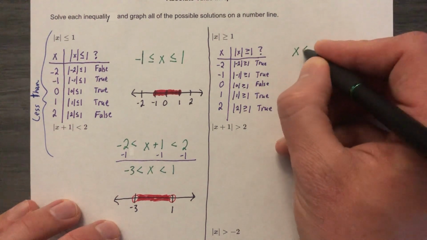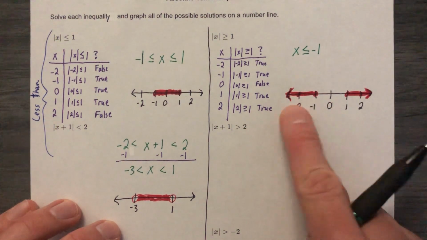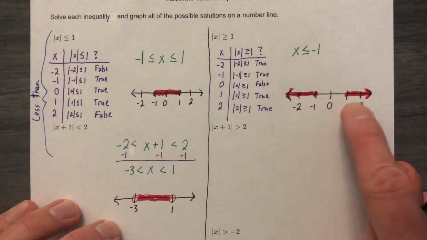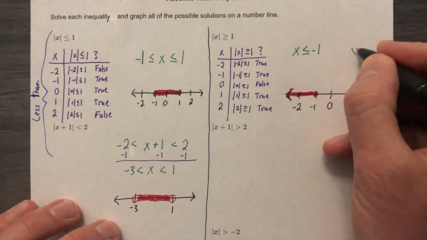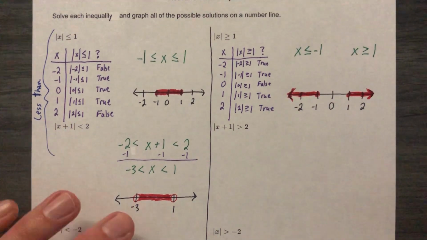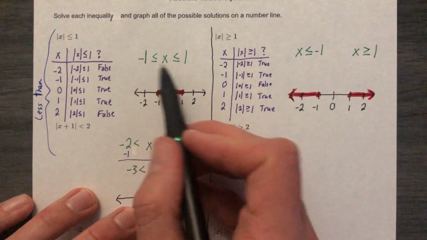X is less than or equal to negative 1. That's just taking care of this little piece right here. X is less than or equal to negative 1. Leave a little gap. And then we're going to do this piece. X is greater than or equal to positive 1. So what I want to do is figure out what should go in the middle. And on this one, we kind of sandwiched our X in between those two values.